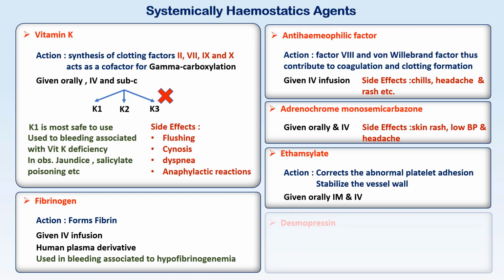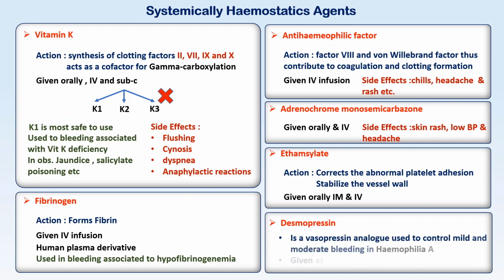And finally, about the desmopressin. It is a synthetic analog of vasopressin, and which is mainly used to control mild and moderate bleeding in hemophilia A and the von Willebrand disease. It is mainly administered as slow IV infusion.